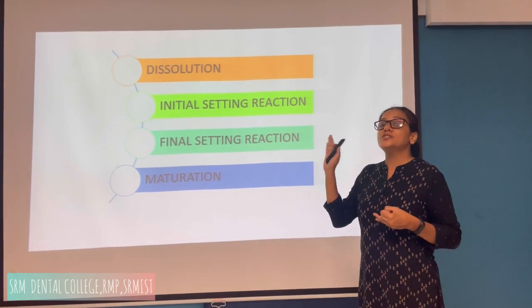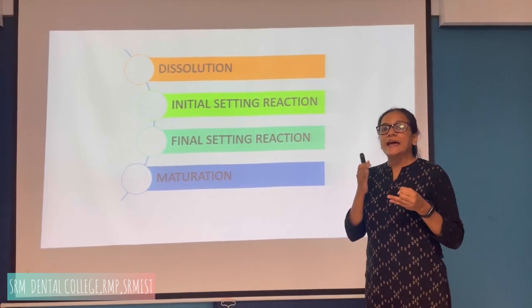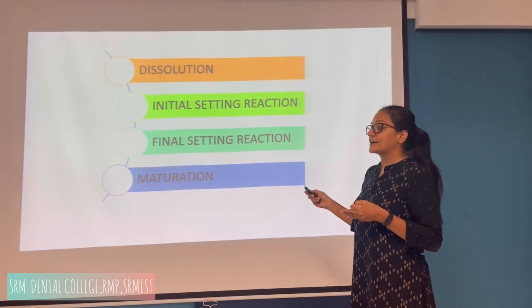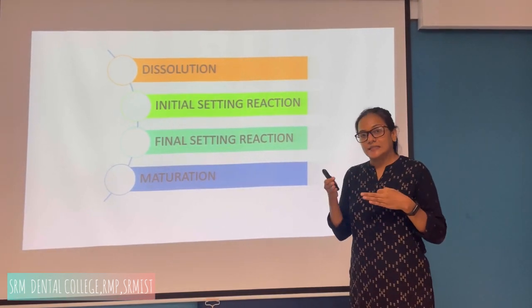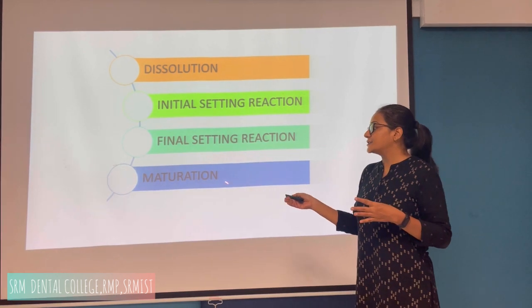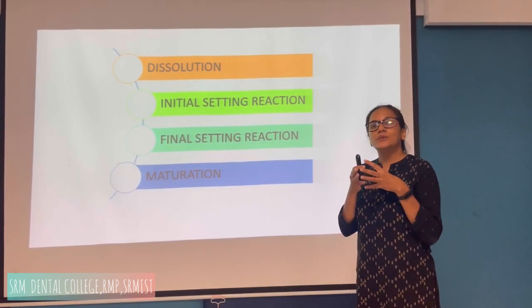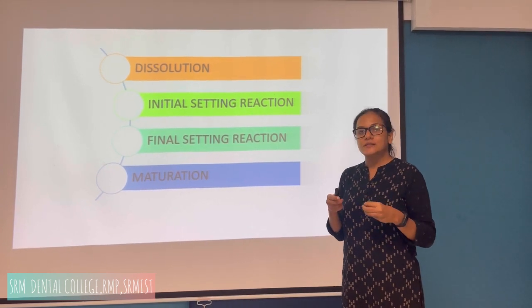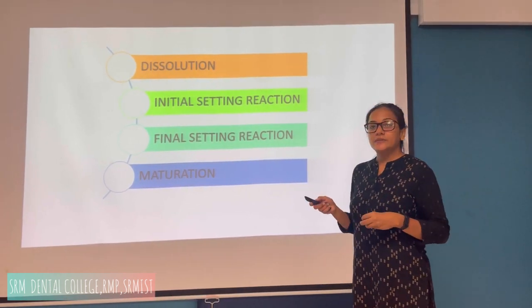We have the initial setting reaction where the calcium cross-linking takes place. We have the final setting reaction where the aluminium cross-linking takes place. And at the end, we have the maturation, in which the whole matrix is formed. So what is this dissolution? Let us see with a schematic diagram.